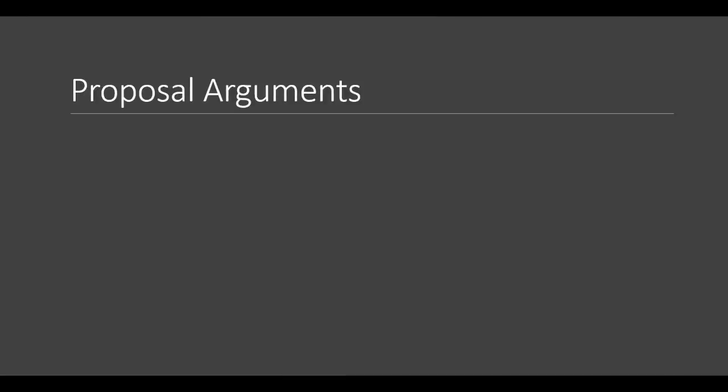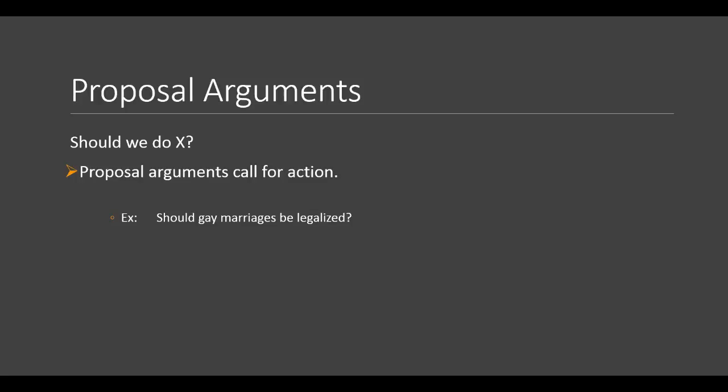The sixth and final type is proposal arguments. In proposal argument, the writer discusses, should we do X? Argument types 1 through 5 all involve changing your audience's belief about something. Proposal arguments call for action. Proposals ask the audience to do something or to act in some way. Typically, proposals use words like should, ought, or must, followed by action of some kind. For example, should gay marriage be legalized? Should the U.S. provide universal health care for its citizens?